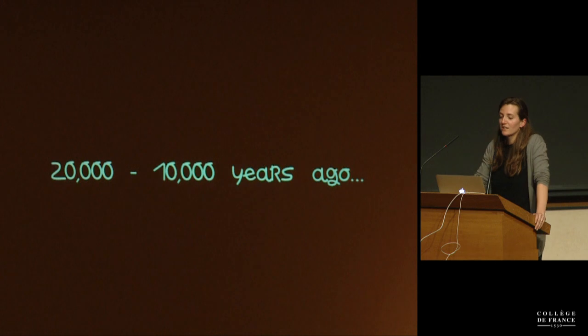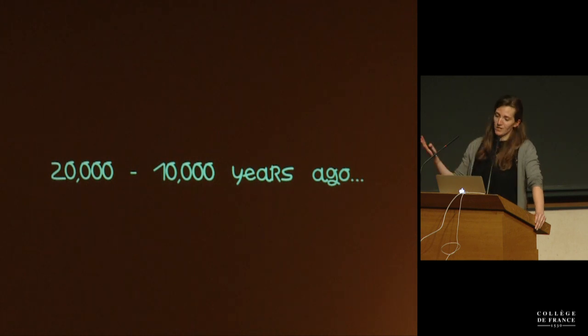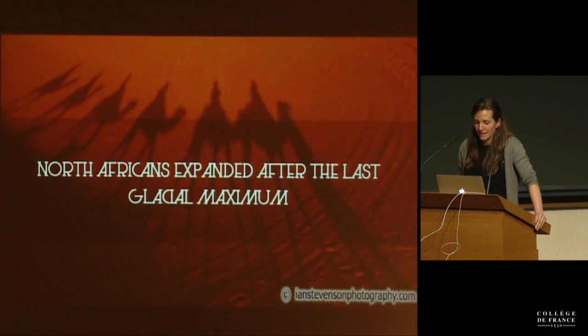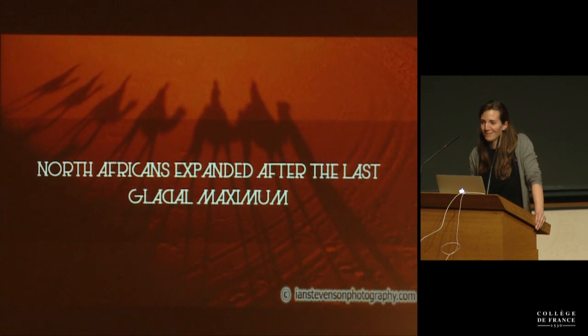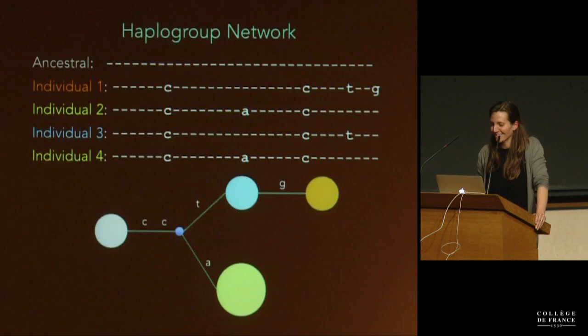We are getting closer. What happened between 20 and 10,000 years ago? So there is the last glacial maximum, the post-last glacial maximum, and what we have is that North Africans expanded after the last glacial maximum. I would have put the African humid period if I was more aware about climatology.